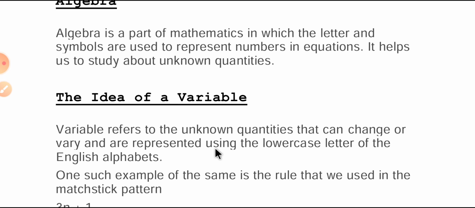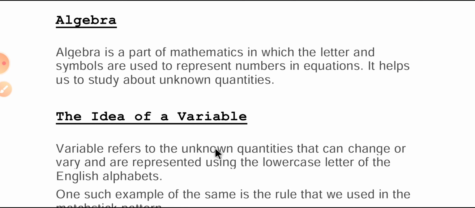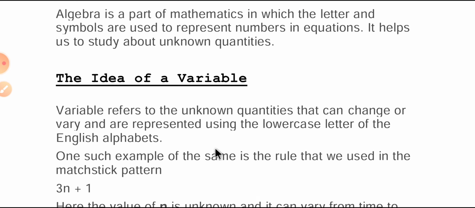So here we will use two things in algebra, that is variable and constant. So first of all we will see what are variables. Variable refers to the unknown quantities that can change or vary and are represented using the lowercase letter of the English alphabets. The main feature of algebra is that we are using the letters which allow us to write the rules and formula in different types of ways. And the letter stands for many unknown quantities.